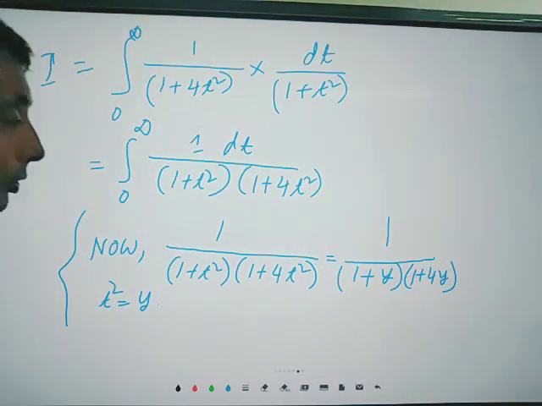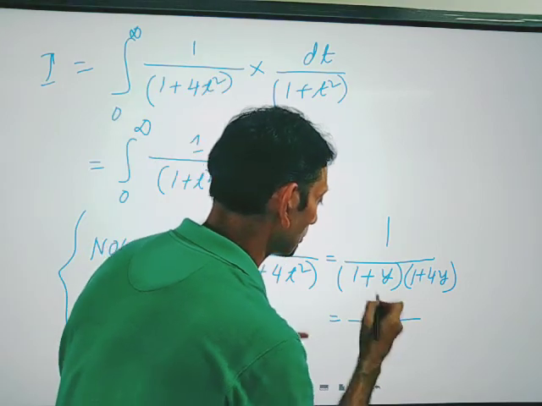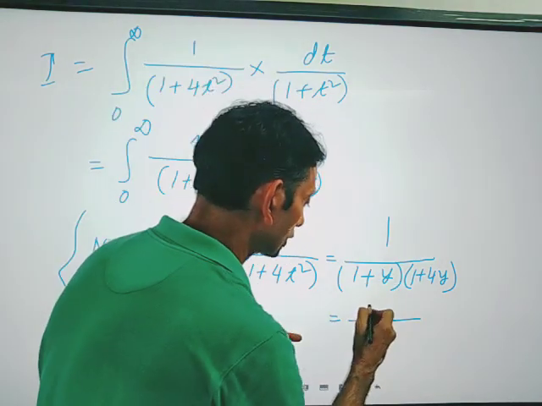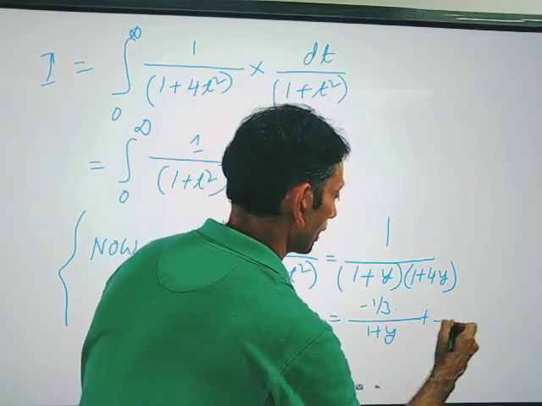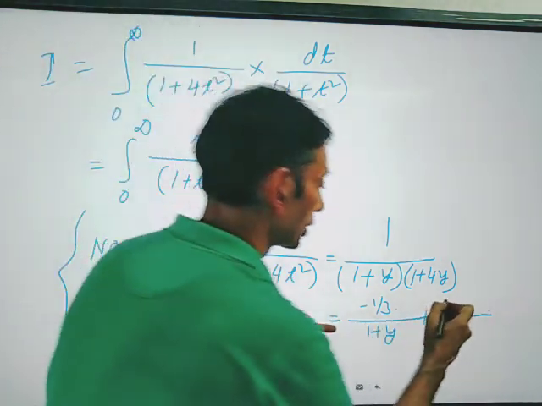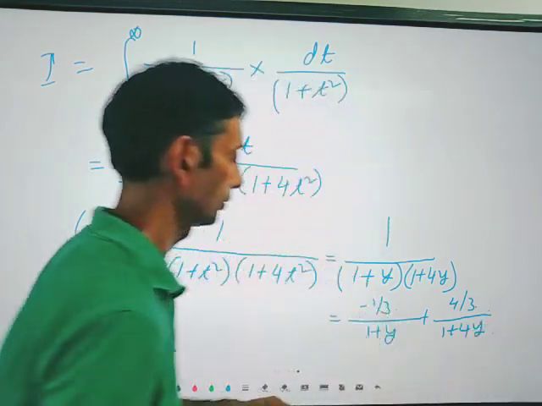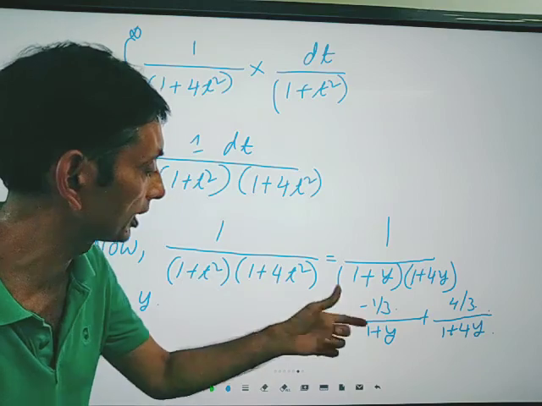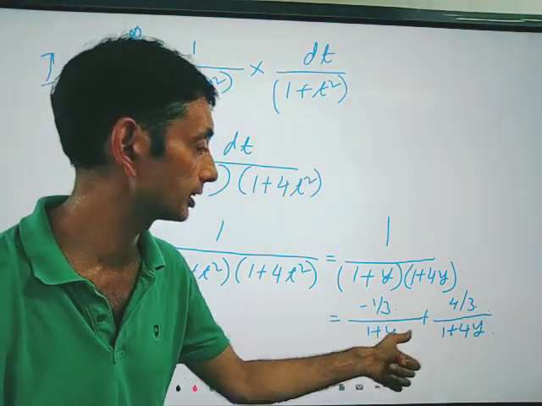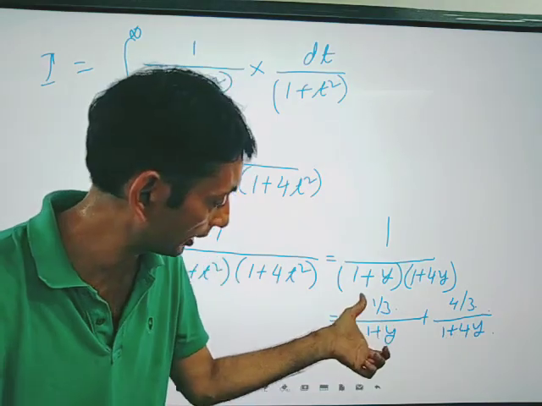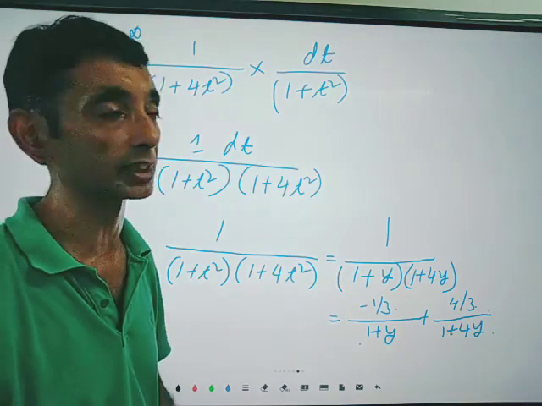Fine. So this one we have written in the form of a by 1 plus y, and a value is minus 1 by 3. Fine. 1 plus y. And b value, we got it 4 by 3, 1 plus 4 by 3. So have you seen? These particular expressions can be written in the form of this. Now we'll just replace y by t square. Fine, y by t square, and then this particular expression becomes easily integrable.